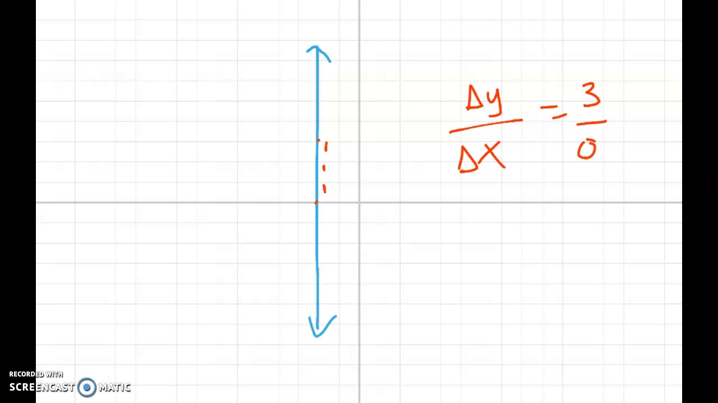And we cannot divide by 0. So in this instance, anytime you have a vertical line, because there's no horizontal movement, this slope is undefined. Undefined. All right, and that's how you find the slope of a line from a graph.